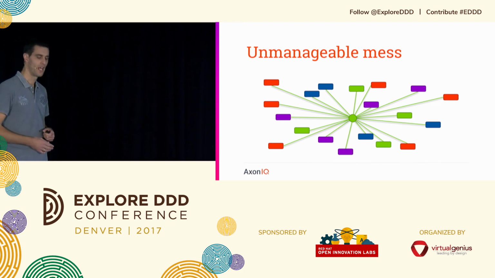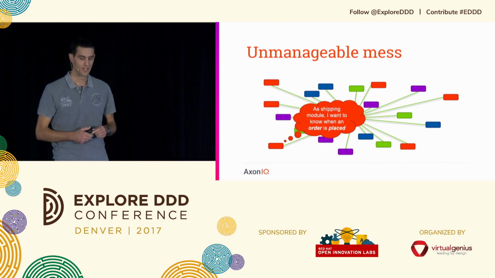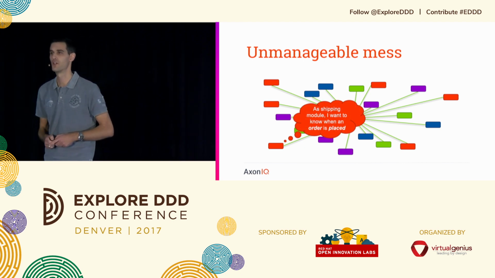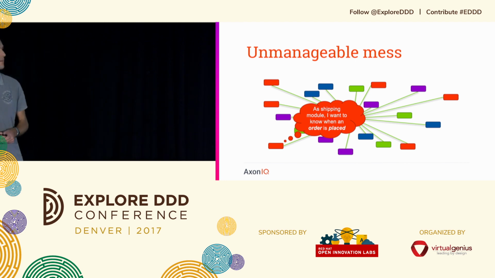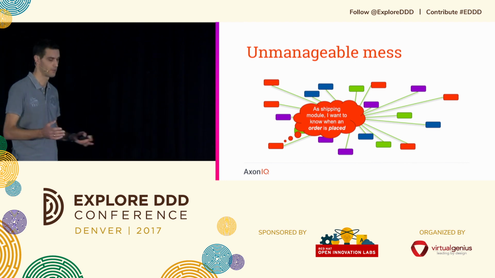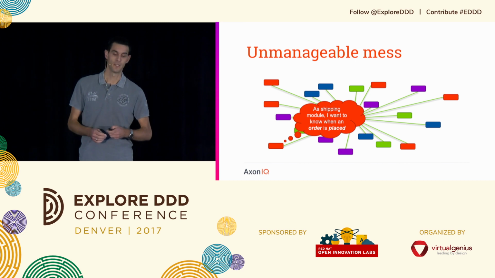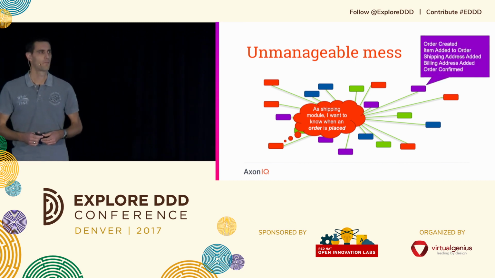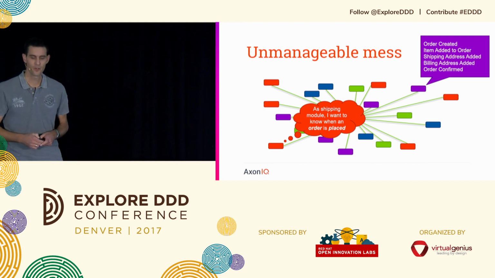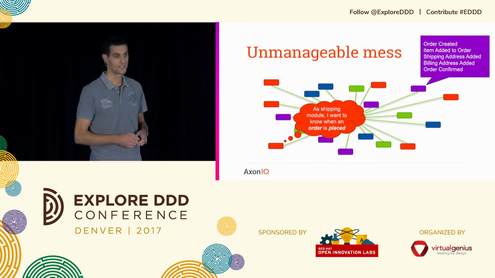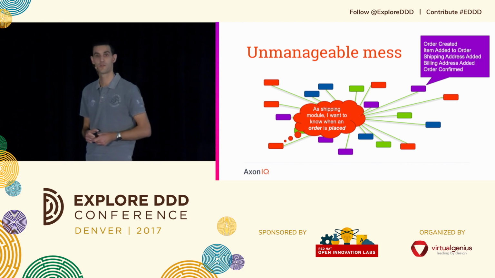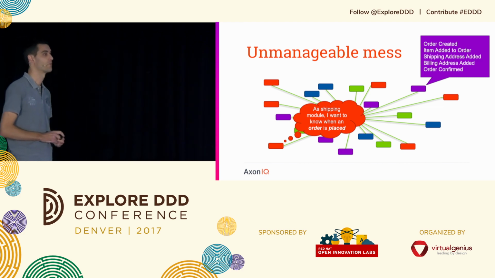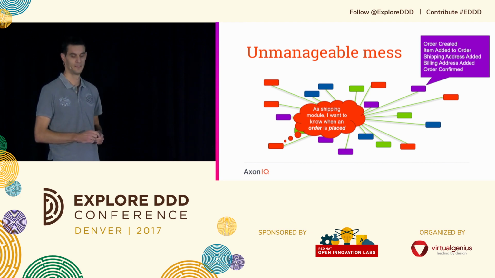So now, if we have a shipping module down here that wants to know when an order is placed, that's the terminology they apparently use in shipping. An order is placed, then we prepare the shipment. But the order item doesn't talk about order placed. It talks about an order is created, an item is added, another item is added, the shipping address was added, an item was removed, an item was added, an item was added, and then we had the billing address, and then it was confirmed. Wow.